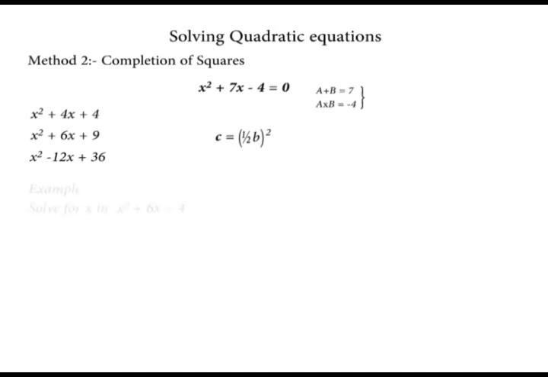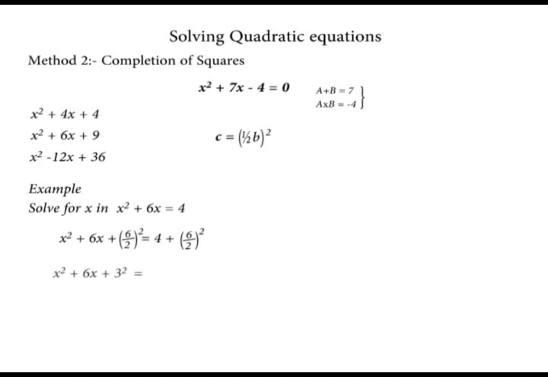For example, x squared plus 6x is equal to 4. We first add (half b) squared on both sides. In this case, b is 6. So we shall have x squared plus 6x plus 6 over 2 squared is equal to 4, and then we add 6 over 2 squared to that side. We shall have x squared plus 6x plus 3 squared is equal to 4 plus 3 squared.